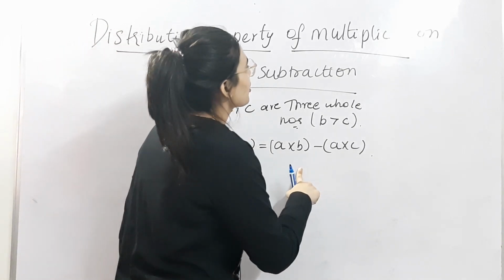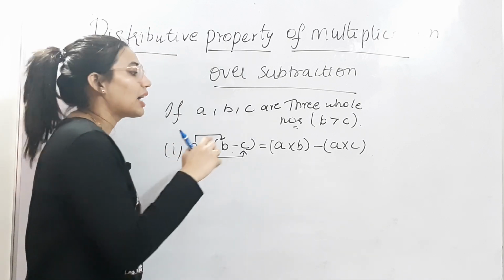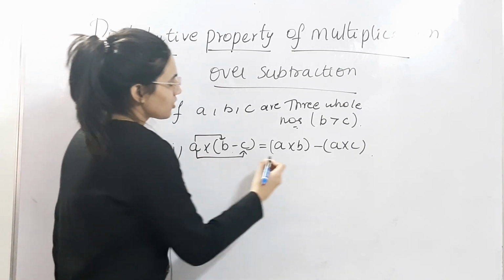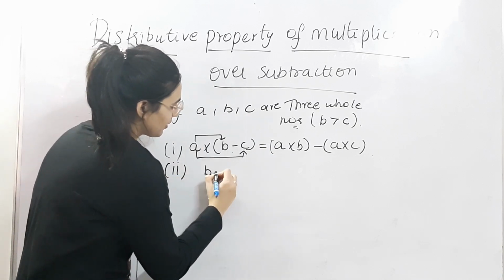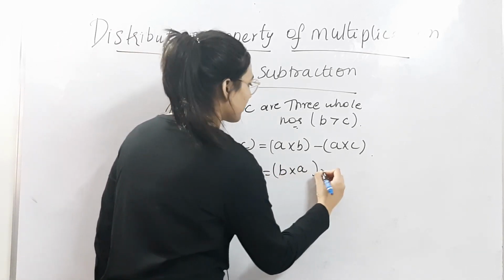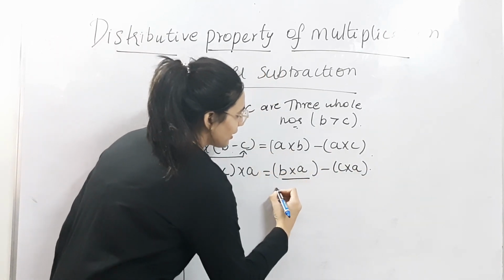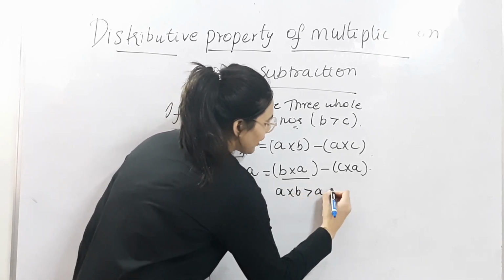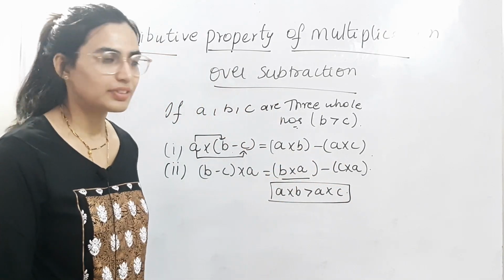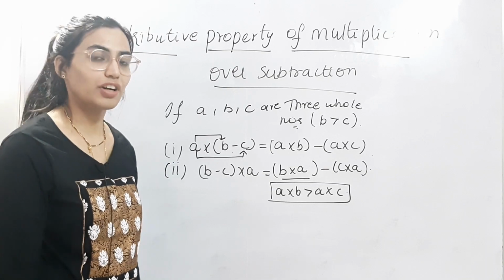This multiplication over subtraction distribution is very easy and helpful to apply in complicated problems, especially in algebraic expressions. This can also be written as B minus C into A, by commutativity, which is nothing but B into A minus C into A. Please note that here A into B is greater than A into C, because otherwise we get a negative answer. So this is the distributive property of multiplication over subtraction for whole numbers.